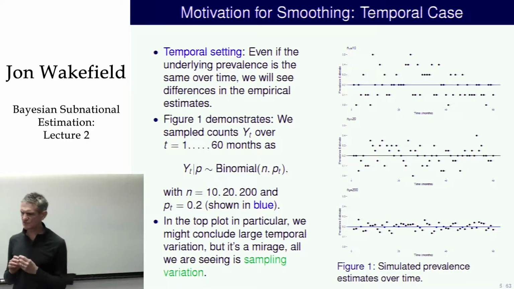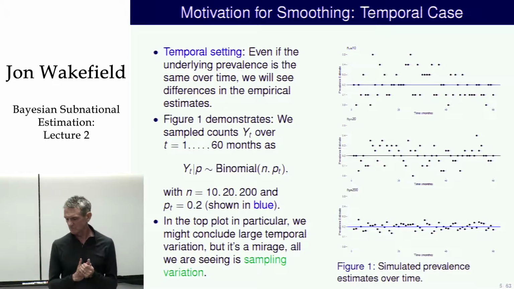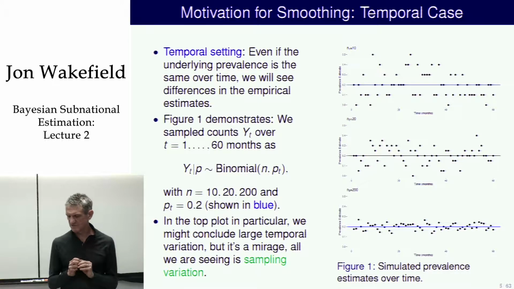In particular, in that top panel, it looks very much like there's a lot of signal. We see these fluctuations between 0 and 0.5, but really it's just sampling variability about this flat curve.